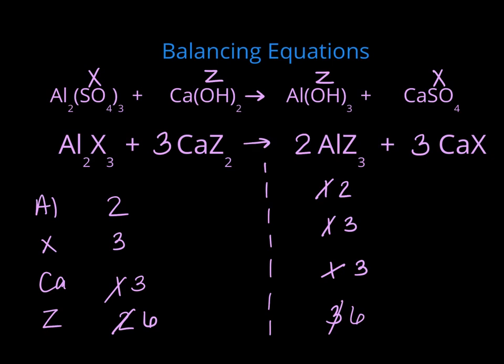So now that I've gone through and balanced all of my elements once, I'm going to go back through one more time just to double check to make sure that everything is balanced, since I did change quite a few coefficients. So my aluminums, I have 2 aluminums and 2 aluminums, 3 X's and 3 X's, 3 calciums, 3 calciums, 6 Z's, and 6 Z's. So I am in fact balanced.